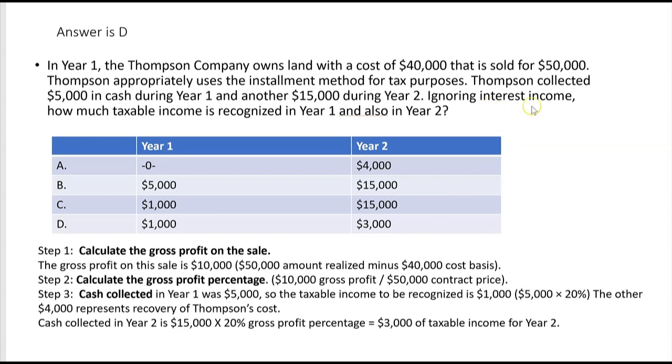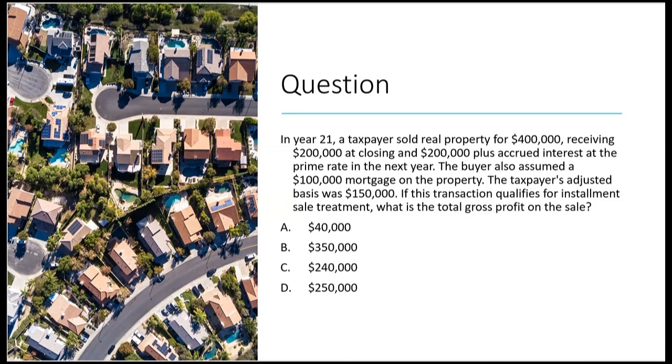But you see how the question says ignoring interest income? That'll probably be the way it'll be on the exam because they don't want to confuse you with the interest. There's enough going on in these questions where they don't have to mix the interest in. It gets a little more sophisticated when there's a mortgage on the property being sold and the buyer is assuming the seller's mortgage, because the seller is getting debt relief in addition to the cash. And the exam will ask, how does that debt relief impact the total gross profit on the sale? And how does that debt relief impact the gross profit percentage?